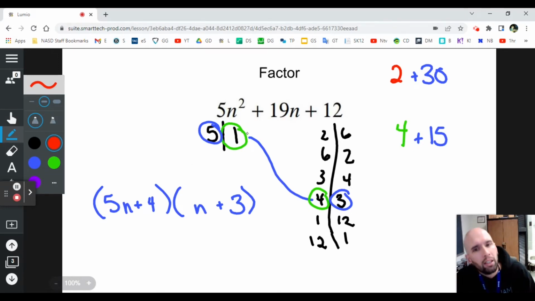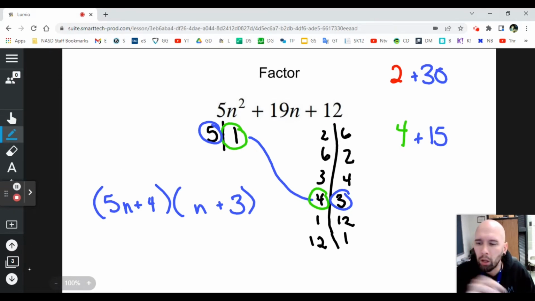So that's my process. I don't have a name for it. I'll call it the Nicholas Perich method of factoring wacky quadratics. The Nicholas Perich method. I like it. Okay? Weird. Let's do another one.